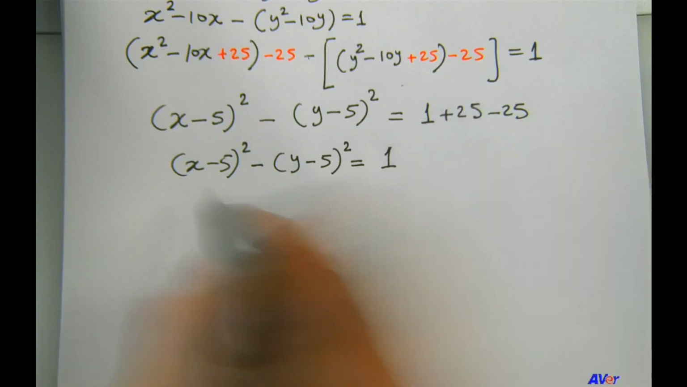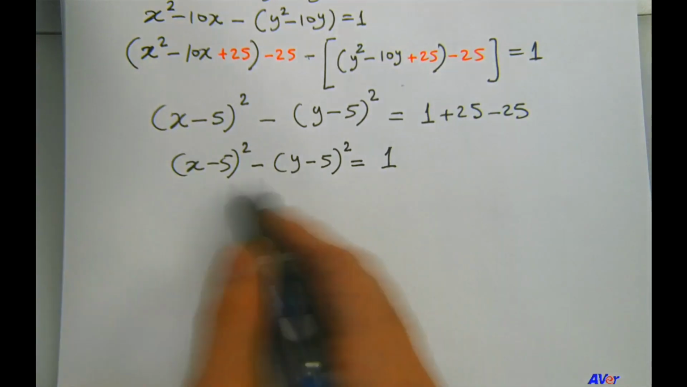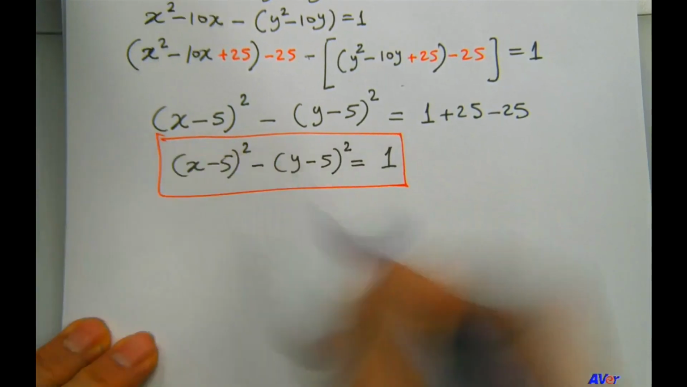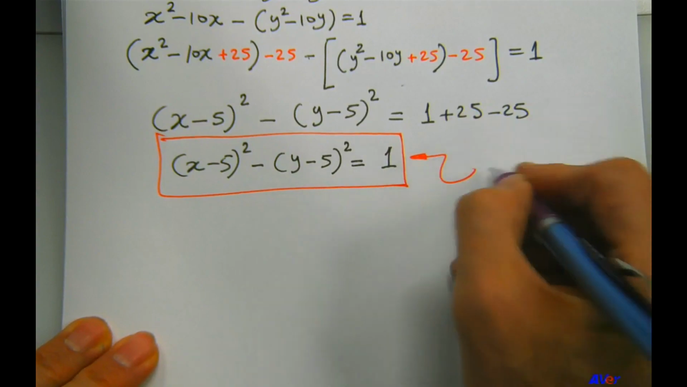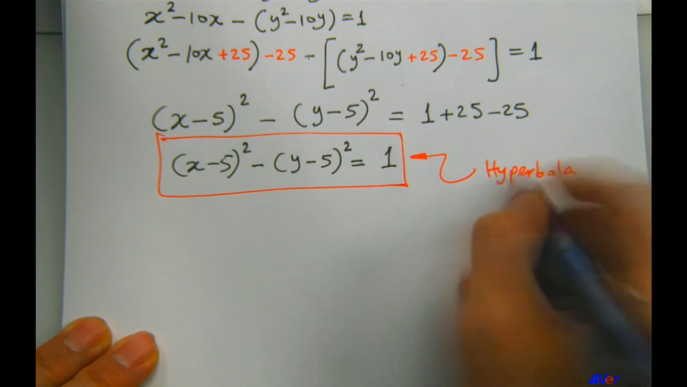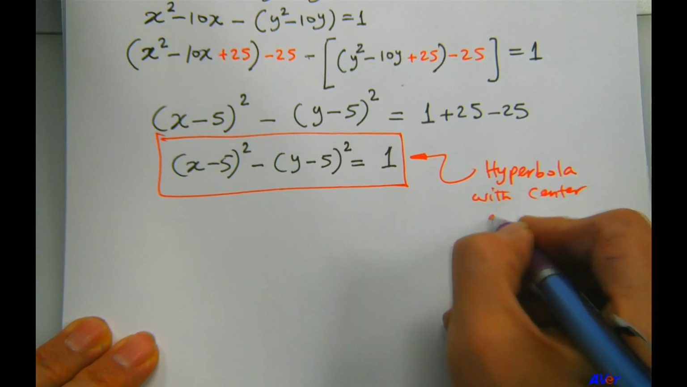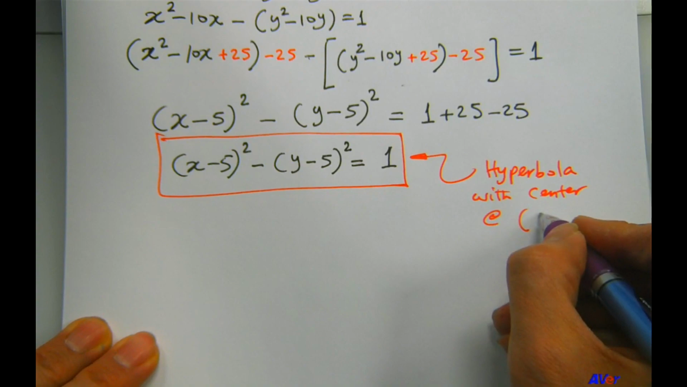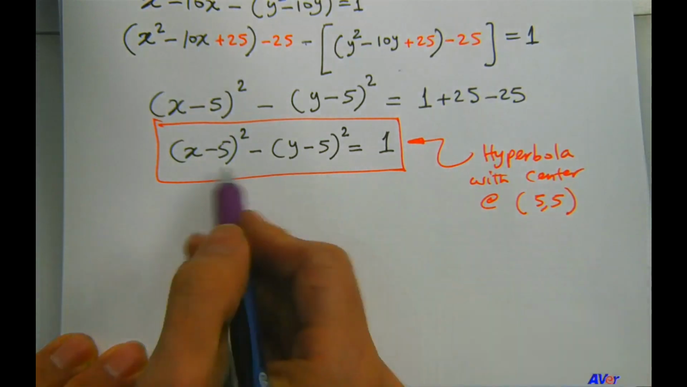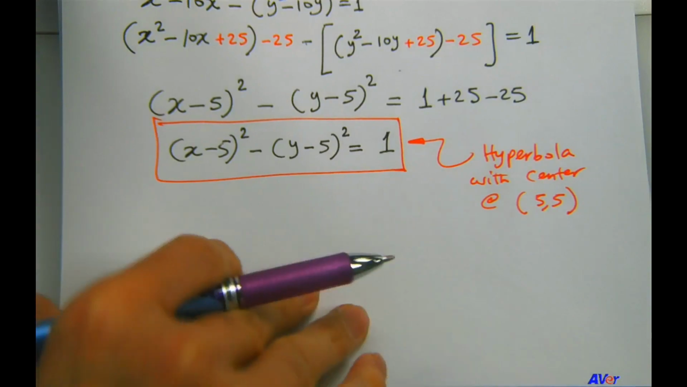Okay, so the denominators here are missing, which means they are 1, right? So what is the equation here? Which conic section does this represent? Do you remember? So this is a hyperbola, with the center at (5, 5), right? And a is equal to 1 and b is equal to 1, right? So that's that. Okay, so that's a hyperbola.